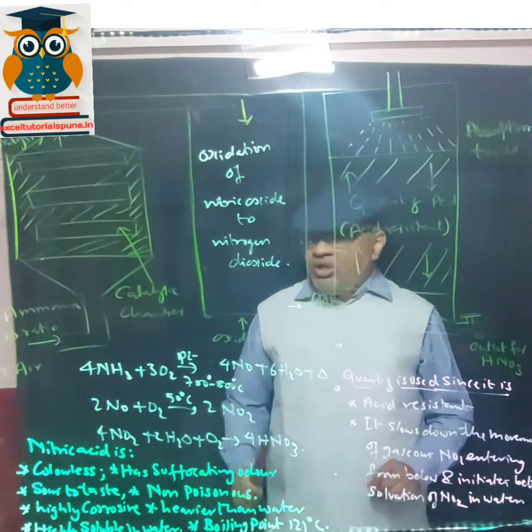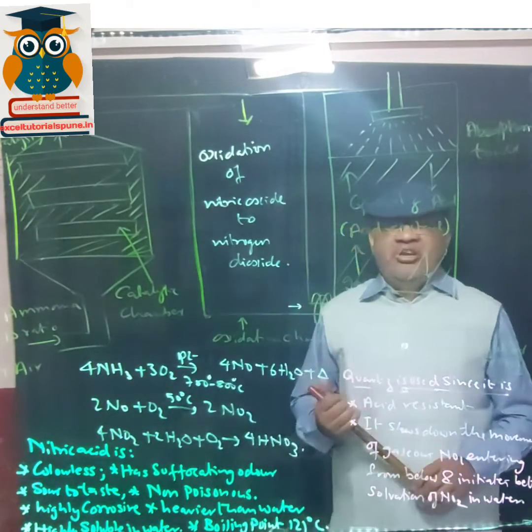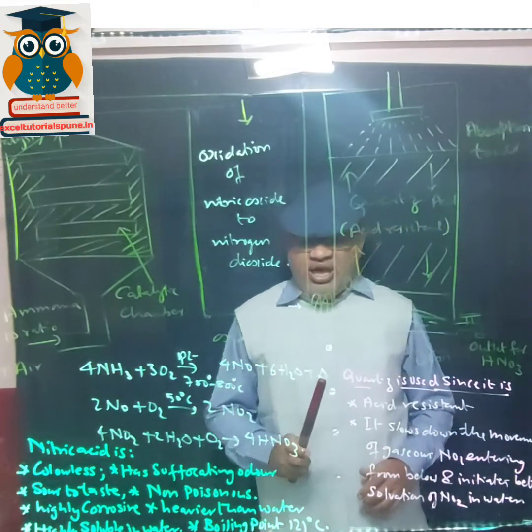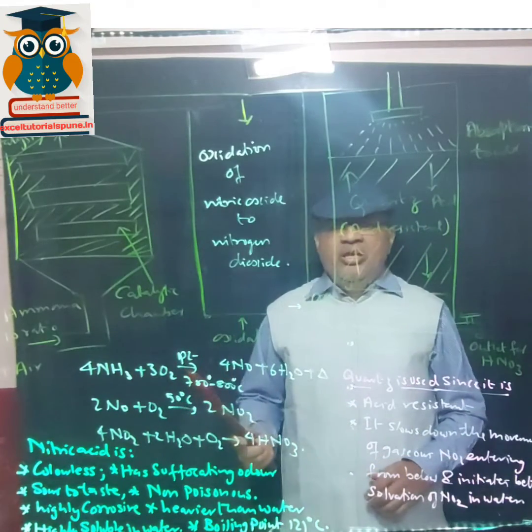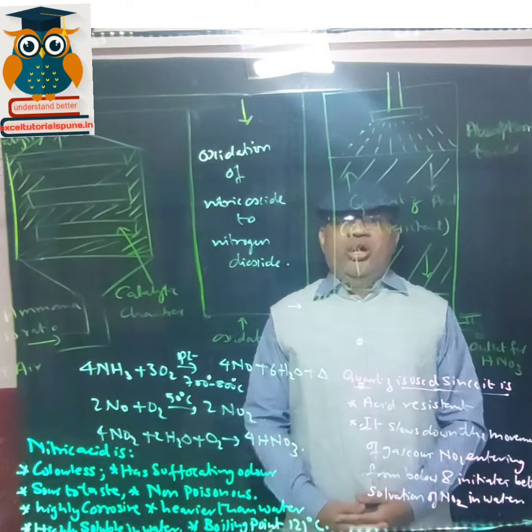Okay. Now this platinum is only initially heated because it is an exothermic reaction. So the further heat is maintained on its own. Nitric acid forms passivity with iron as well as aluminium.